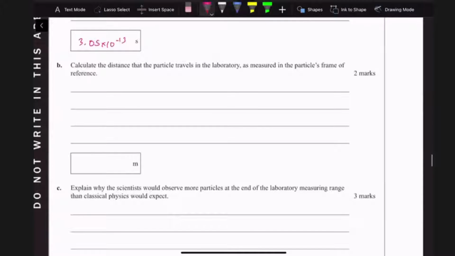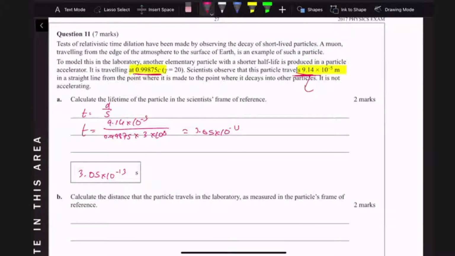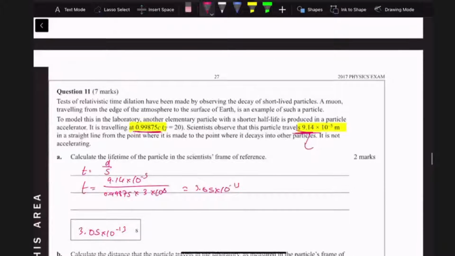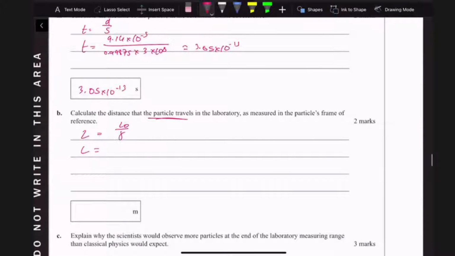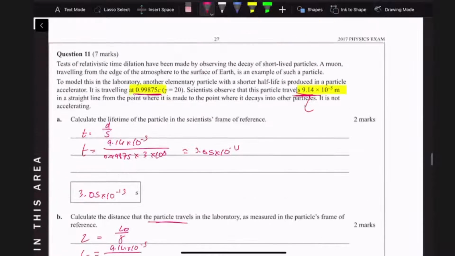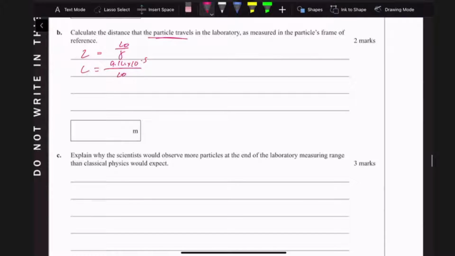So calculate the distance that the particle travels as measured by the particle. So this time, okay, since distance is at rest relative to the scientist, if we're asking for the particle's frame of reference, then we're looking at L, not L0. So L is L0 on gamma. And then they measured it at 9.14 times 10 to the negative 5. And then they gave us gamma was 20. And then that comes out to 4.6 times 10 to the negative 6.